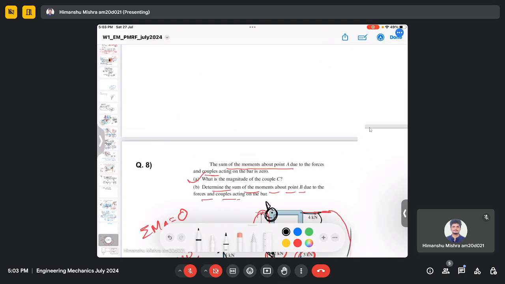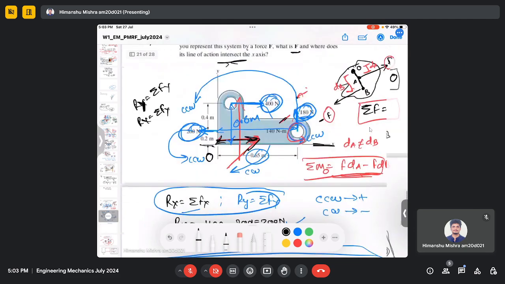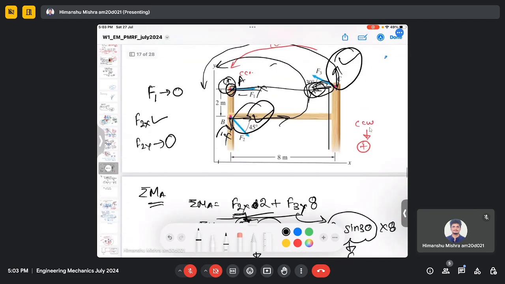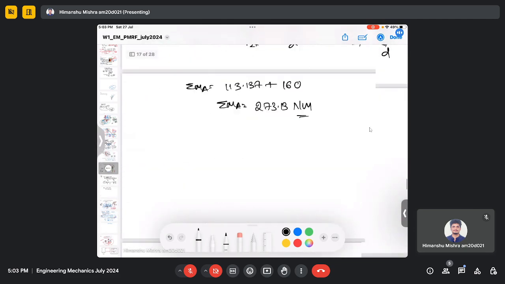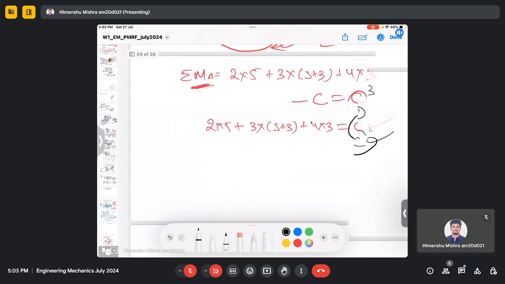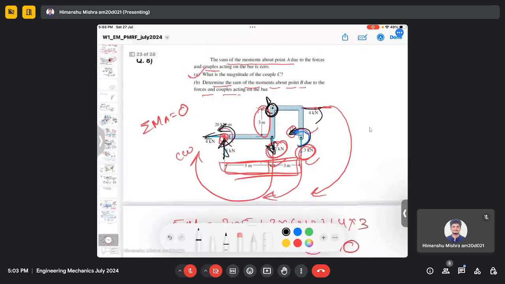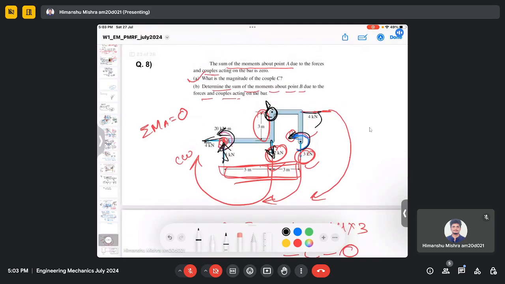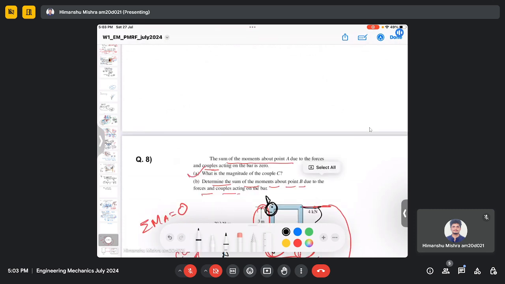So it's similar to what we have done here and in the previous question. So just try to solve this question by yourself, and we will discuss this question in the next class. In the next class we will be solving questions related to equilibrium. The equilibrium concept is just an extension of what we have discussed today.